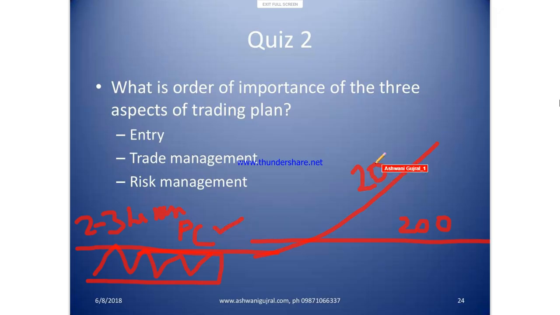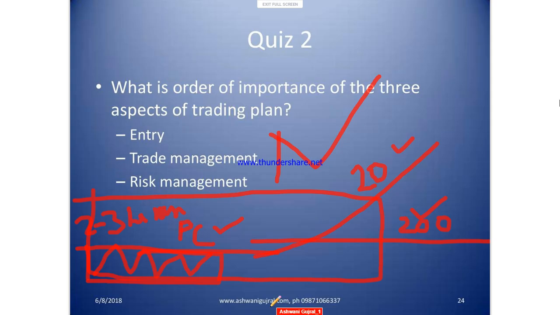Previous close 200. Previous day 2-3 hour, last 2-3 hour range. Above this becomes a block of support. Above this, it's buy on dip. Below this, sell on rally.